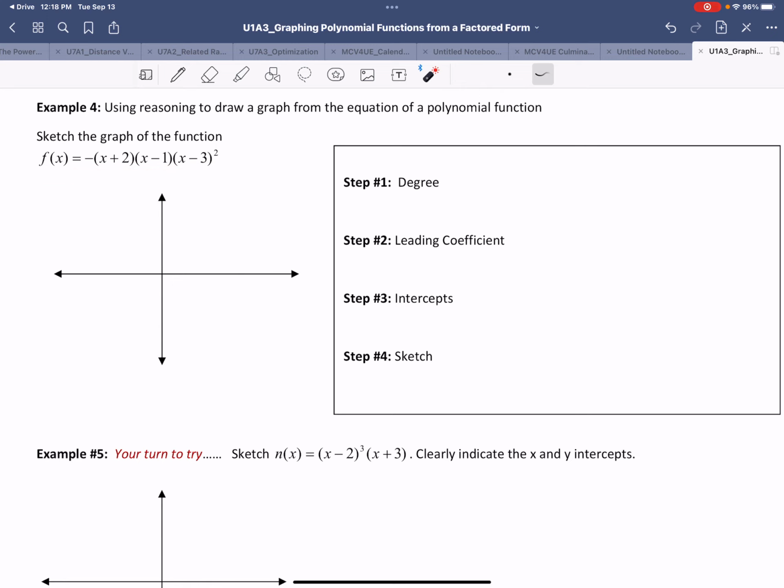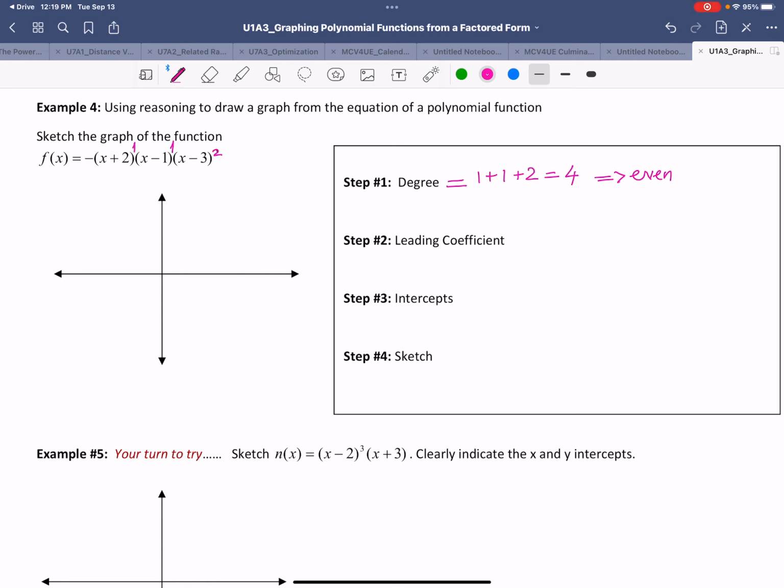Step number 1 would be to determine the degree of this function. When the function is given in factored form, to determine the degree, we look into the powers of each factor. So we have the factor of x plus 2 to the power of 1, the factor of x minus 1 to the power of 1. Remember, the power is 1 when we see no exponents. And x minus 3 is raised to the power of 2. So the degree of this polynomial function would be 1 plus 1 plus 2 equals 4. And to be noted is that this is an even degree polynomial function.